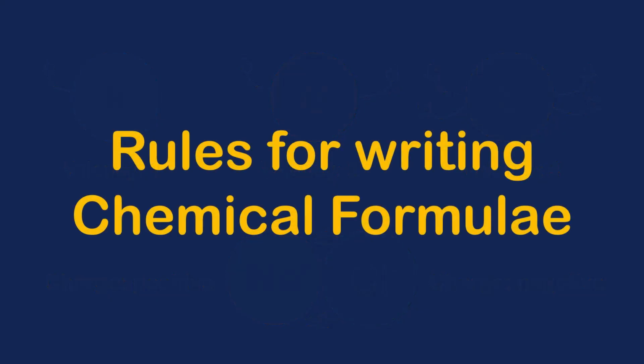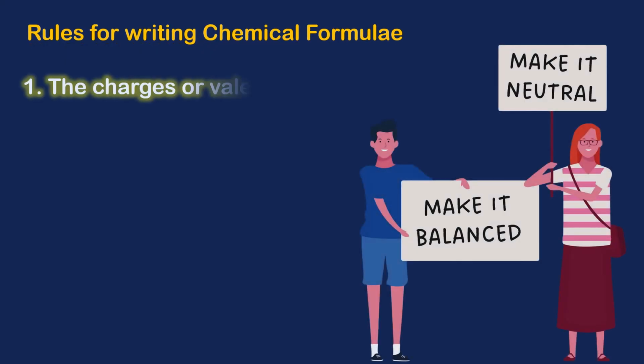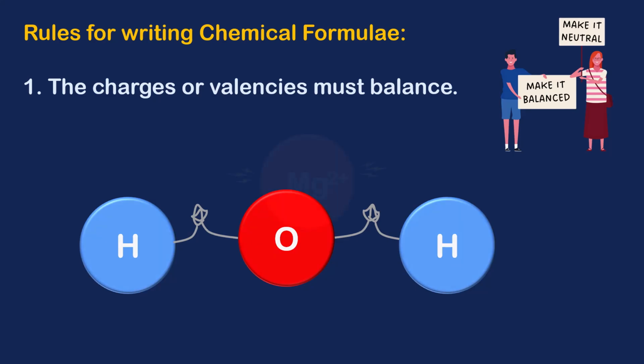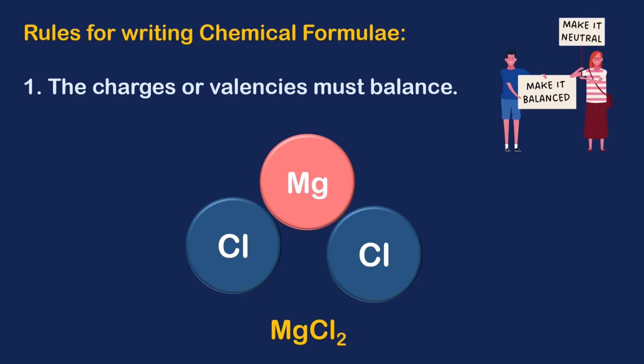Alright, now that we know about valency and charge, let's learn about the rules for writing these chemical formulas. Here is the first and most important golden rule. The charges or valencies must balance. If one atom has 2 hands, and the other has 1 hand, you need 2 of the second one to balance. Same for charge. The charges must balance out. No leftover positive or negative.